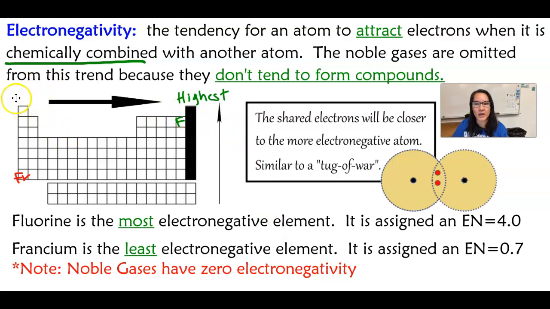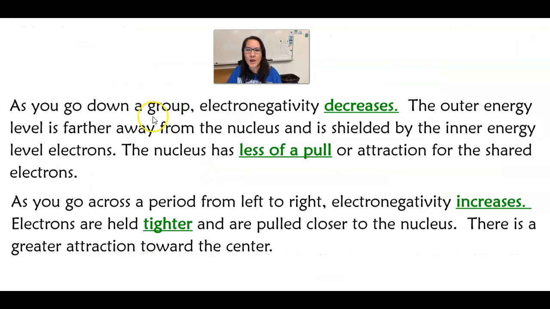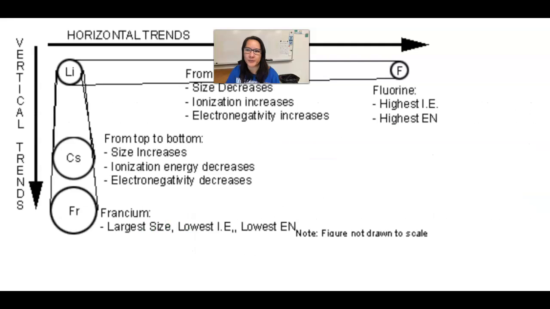And so electronegativity increases as you go to the right and up the family, and noble gases are blacked out because they don't have an electronegativity at all. So as you go down a group, electronegativity decreases because the outer energy level becomes farther away from the nucleus and is shielded by the inner energy level electrons. The nucleus has less of a pull of attraction for the shared electrons. As you go across a period from left to right, electronegativity increases, and it increases because electrons are held tighter and are pulled closer to the nucleus, and there's a greater attraction toward the center.